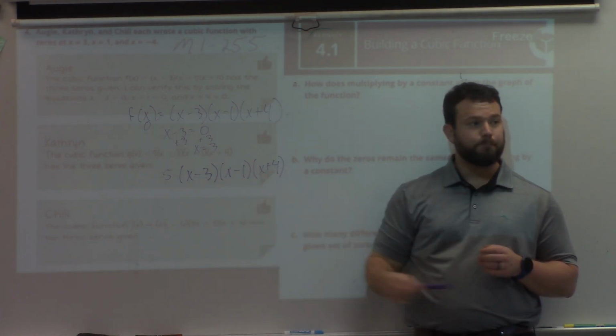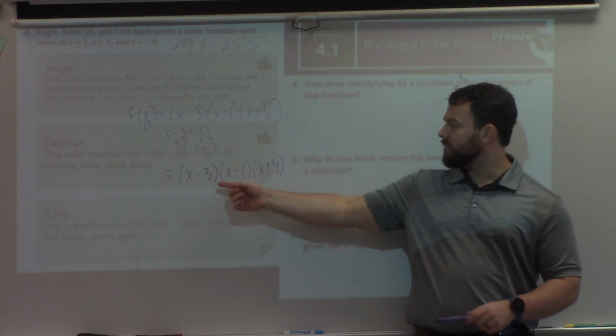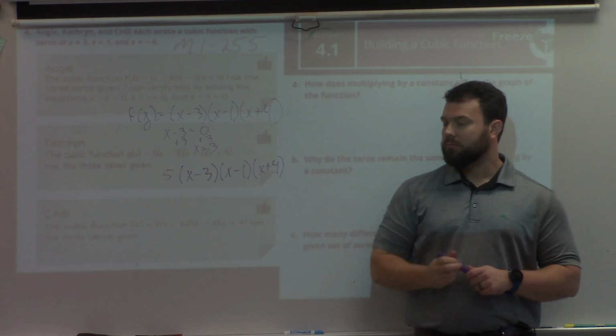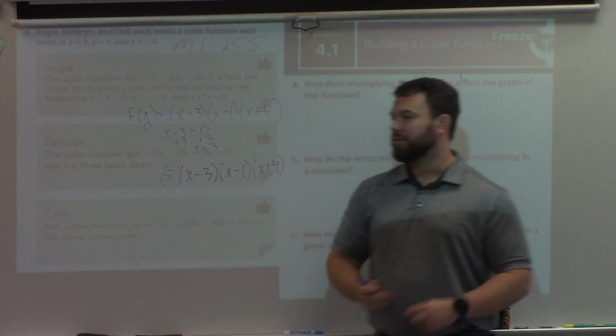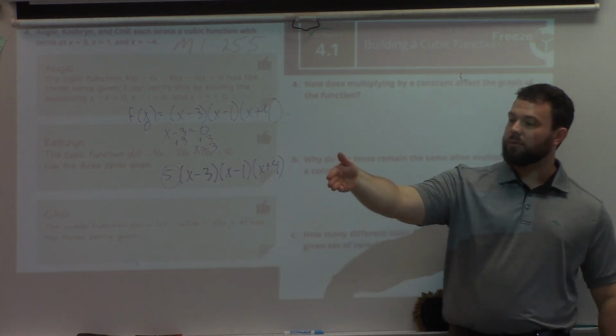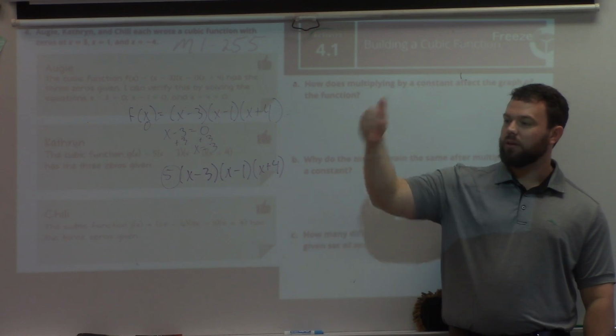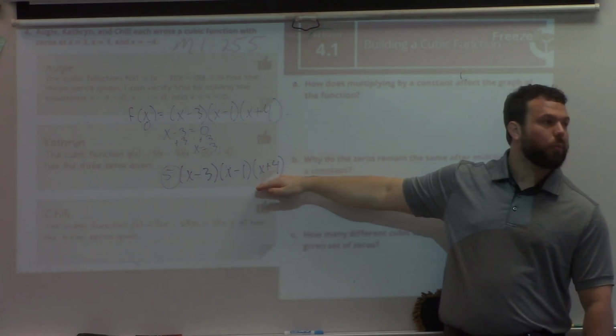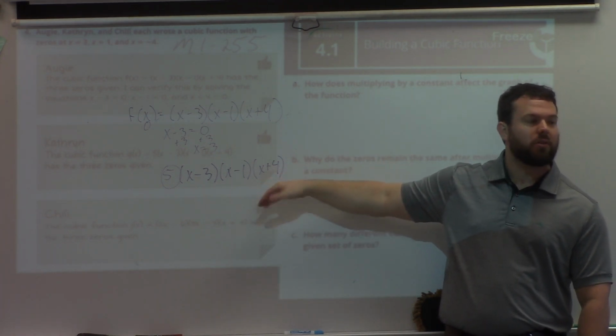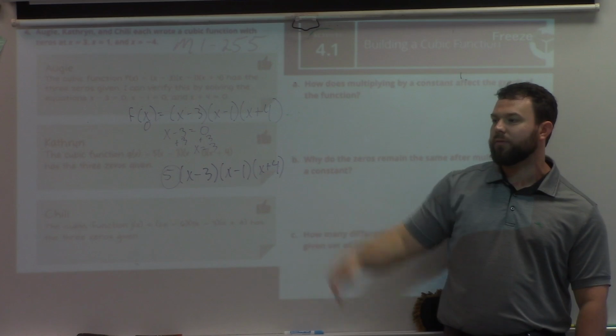Just look at it. 5 is A, but does it still have the right zeros? Yes. Does the A matter for the zeros? No. Miles, what did you say earlier we could use? The zero product property. If I use the zero product property here, would I still get the zeros of 3, 1, and -4?